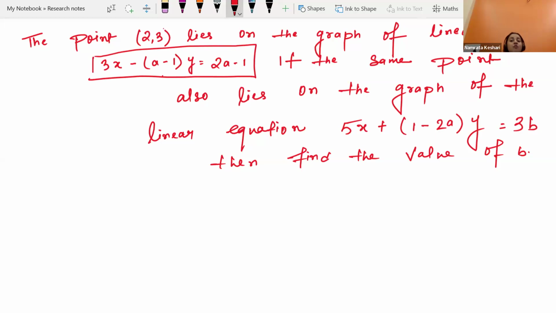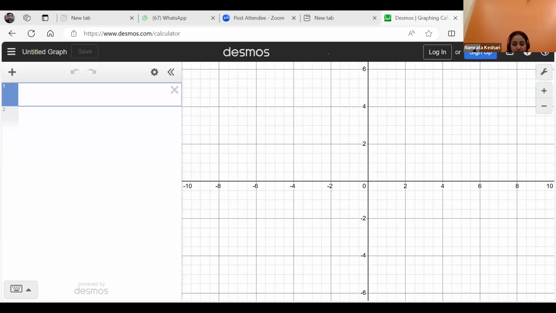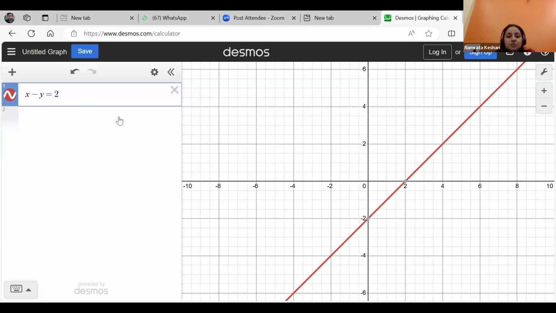If you have attended my class of linear equations in 2 variables, then I must have explained what exactly the meaning of solution is. Yes or no? And if I have not explained, then let me explain. Just give me a moment. Can you see this graph paper? Yes, ma'am. Okay. I will draw a few equations for x minus y equals 2.